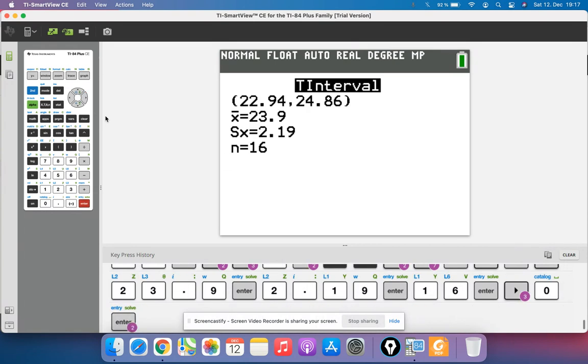Okay, so now again, this just means we're 90% confident that the true mean of the population lies within this interval. That's what, if you had to interpret that.